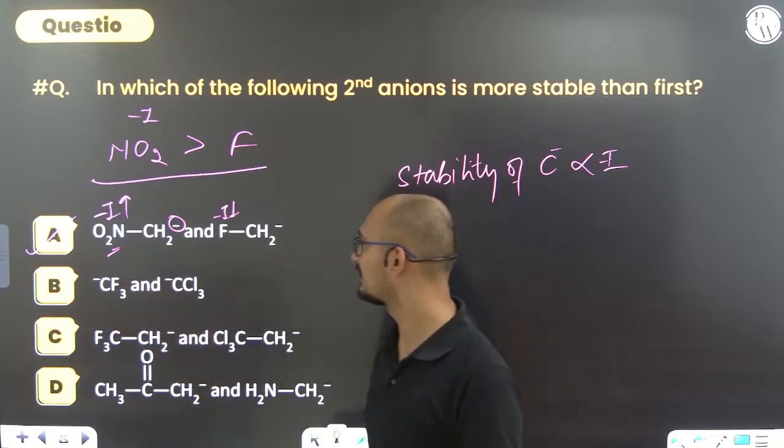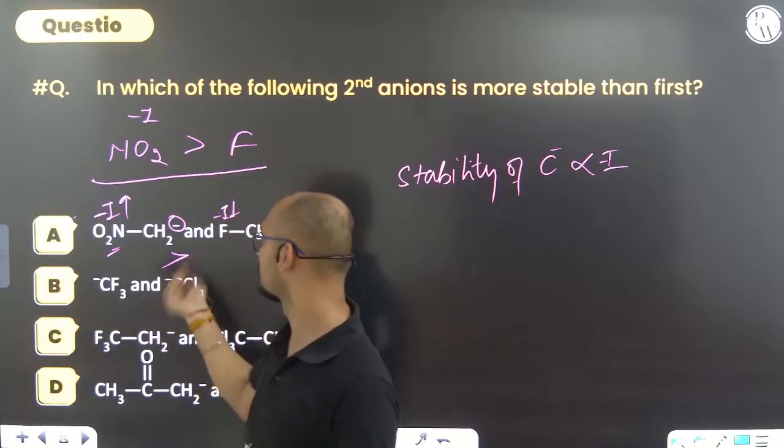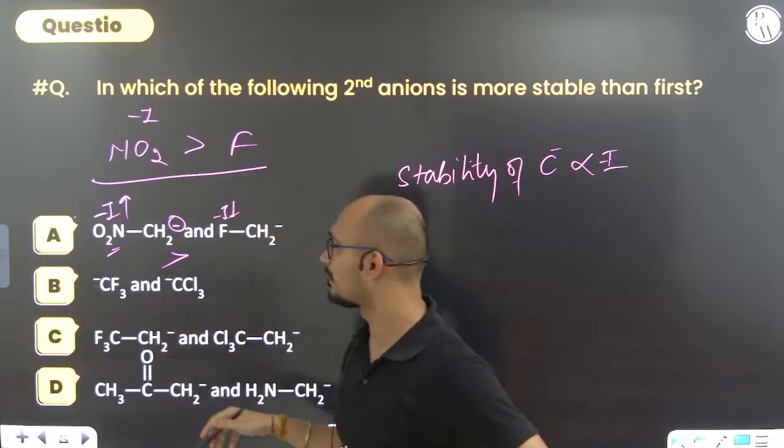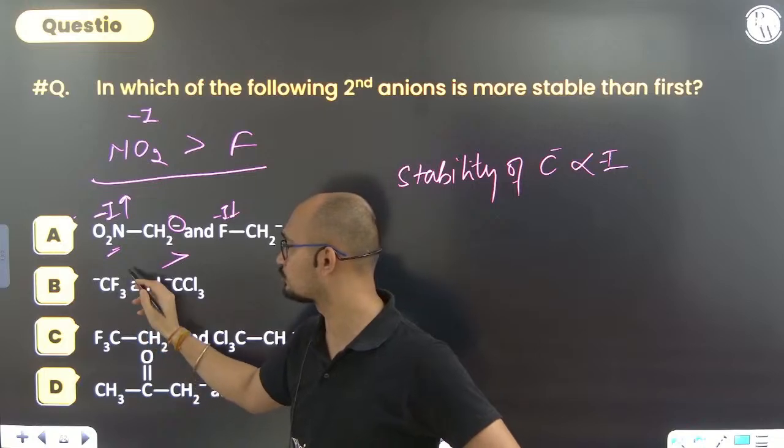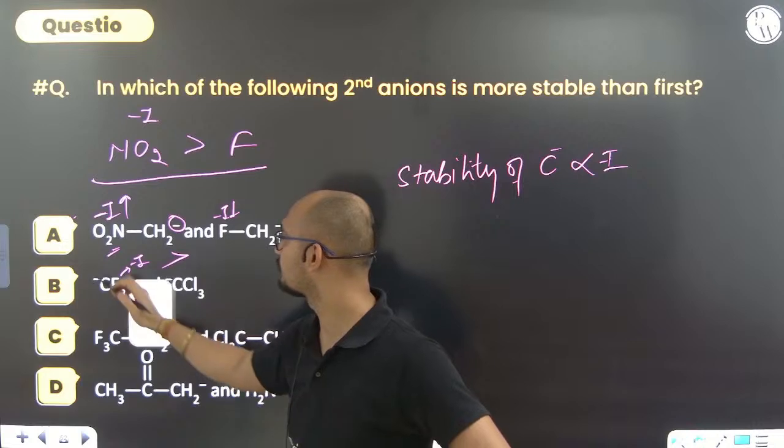CF3 minus and CCl3 minus. What is it asking for? Is the second more stable? No, here the first one is more stable. CF3 minus is more stable than CCl3 minus. Now you would think that F has a higher minus I than Cl. No, you should not think in these terms.